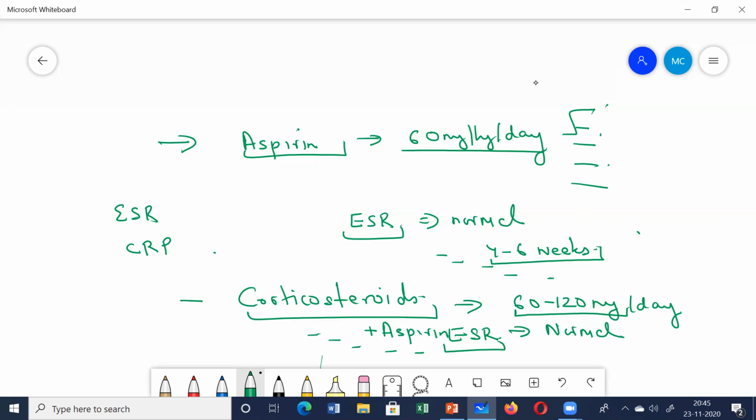And apart from this, what other supportive therapy can you give the patient? If the patient has developed heart failure or valvular lesions or heart blocks, you give the appropriate treatment for that. Okay, so this is what we do if the patient has developed rheumatic fever.